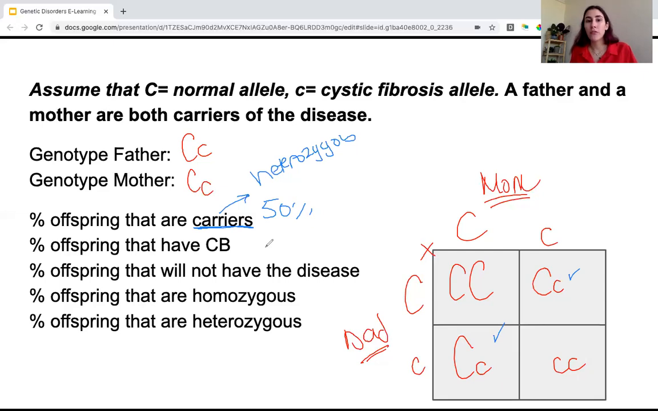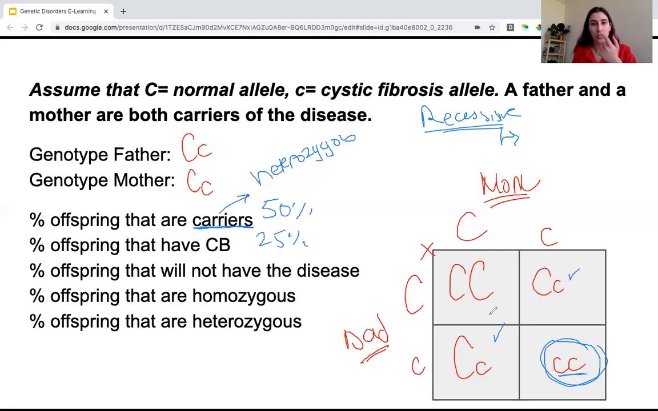What percentage of the offspring will have this disease? Remember, to have the disease, since this is a recessive disease, the person must be homozygous recessive to get it. So the only chance is this person. They must have this genotype to get the disease. So there's a 25% chance, 1 out of 4, of having the disease.